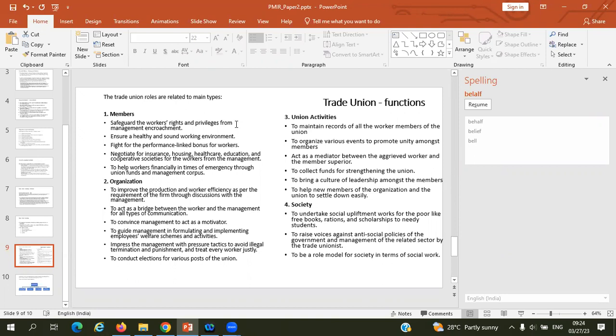And the society, wherever the trade union is existing, it does some work for the society. What kind of work? Suppose your organization is in one colony, and that society is highly polluted or not clean. So the union is thinking to clean that colony or do some plantation which will reduce the pollution level, plus at global level, in state level, and in that society. So these are the society activities, to be a role model of society in terms of social work. It could be anything.